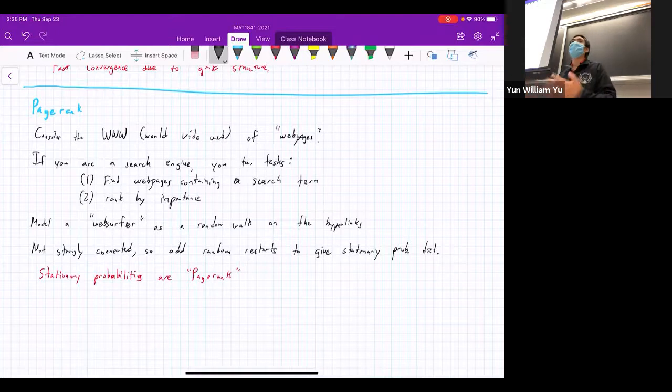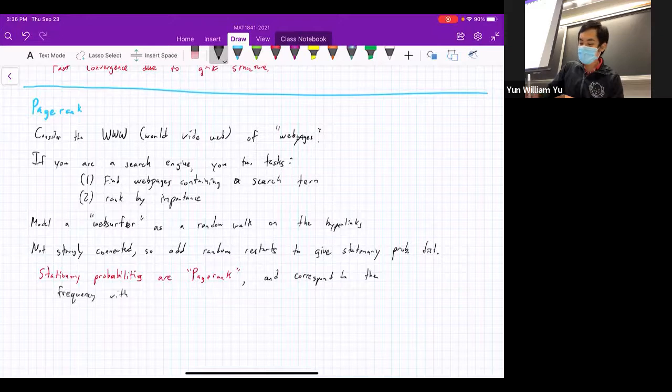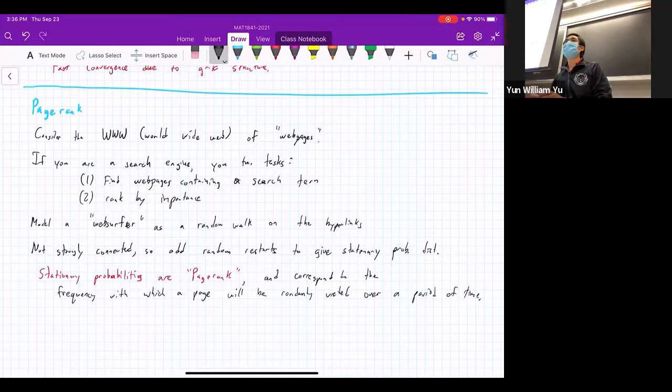And what do they correspond to? They correspond roughly to how long this mindless web surfer is going to spend on any single web page. If a web page is one that a random web surfer would go to often, then maybe that means it's more important than a web page that people don't go to very often. So they correspond to the frequency with which a page will be randomly visited over a period of time. And that's it. That's what PageRank is.